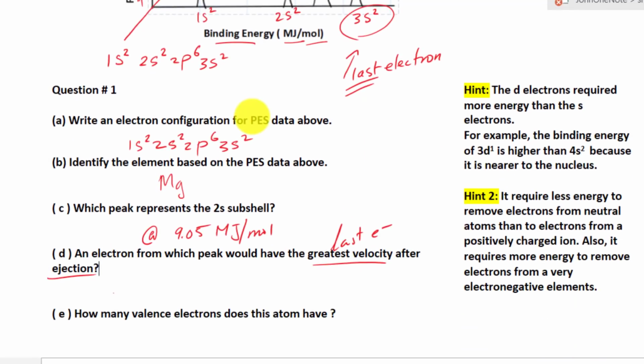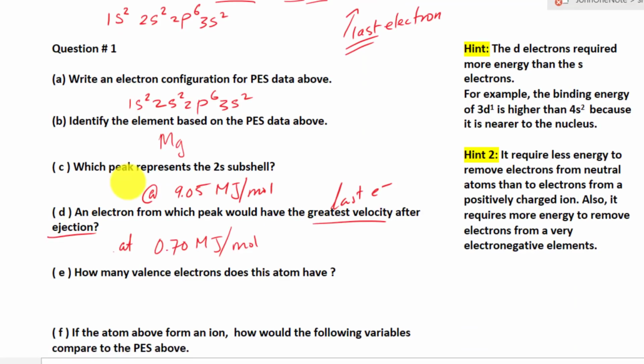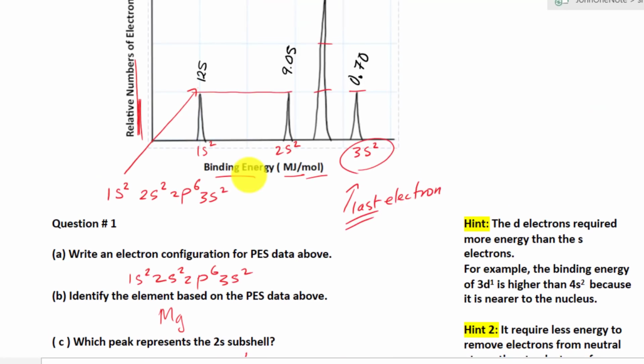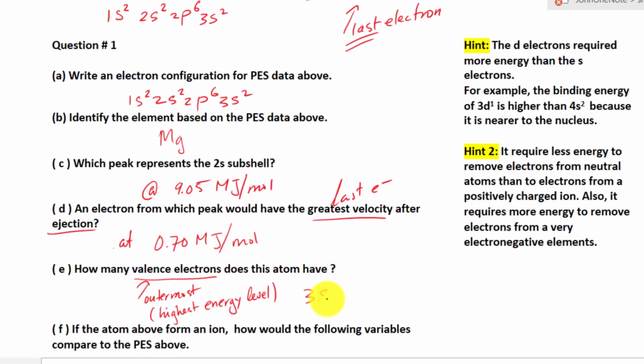Megajoule per mole. And lastly, how many valence electrons does this atom have? The valence electrons are basically the outermost electrons, and the outermost electrons are found in the highest energy level, which in this case is 3. There's only one 3 sublevel, which is 3s2. So the total number of valence electrons would be 2.